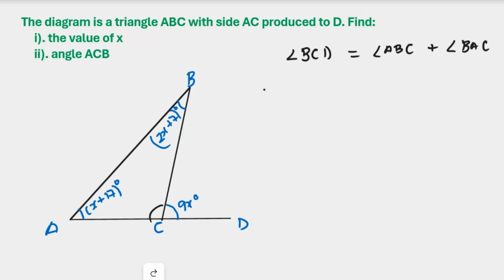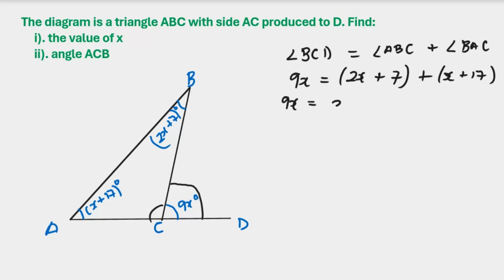Okay, so let's do the substitution. So angle BCD, that is this angle, the exterior angle, that is 9x. And it is equal to this one, 2x plus 7. That is this angle. We can put in parentheses. And angle BAC, that is this angle. We can also put in parentheses, it's a binomial. So you have x plus 17. So that's the property. The exterior angle of a triangle is equal to the sum of its two opposite interior angles. So let's get rid of the bracket.